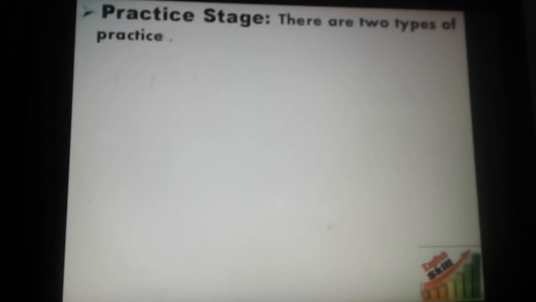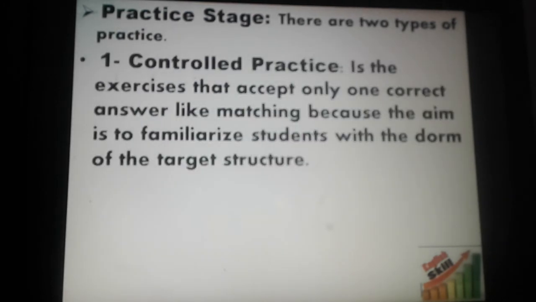Practice stage. There are two types of practice. The first one, controlled practice, is exercises that accept only one correct answer, like matching, because the aim is to formalize students with the term of the target structure.